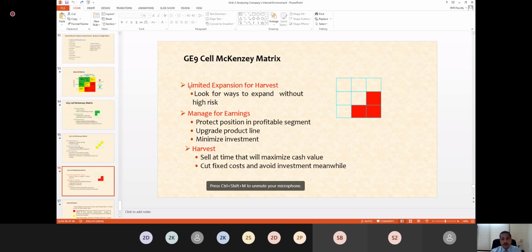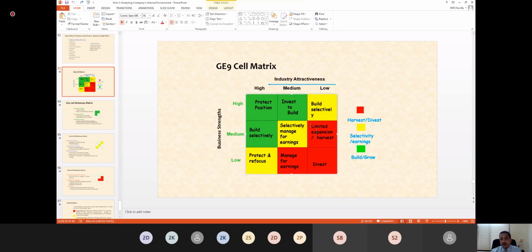So this limited expansion for harvest, we have to look for ways to expand without high risk. At this point, we have to see what the risk is in going ahead. If there is high risk in continuing this business unit, we can take a decision of dropping that particular business line or product line.